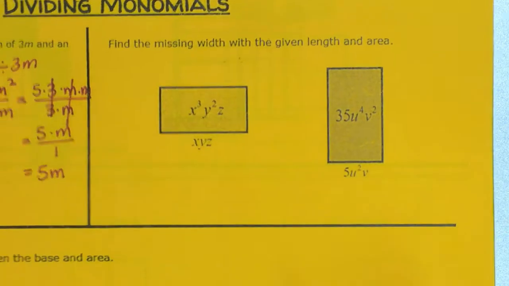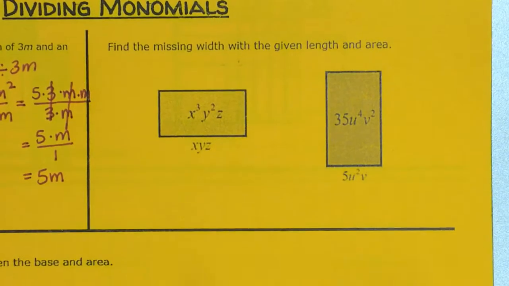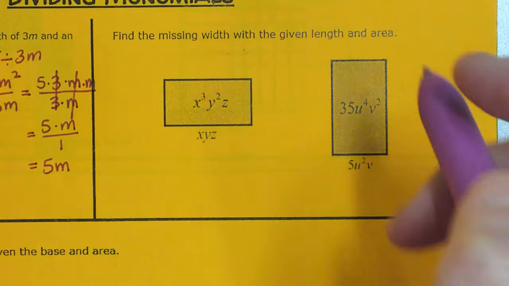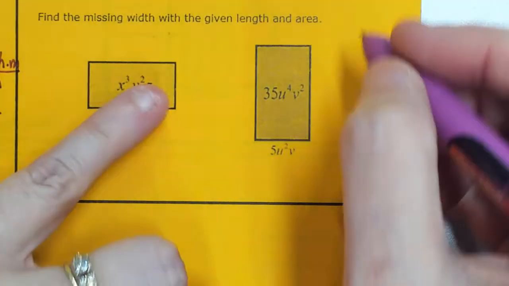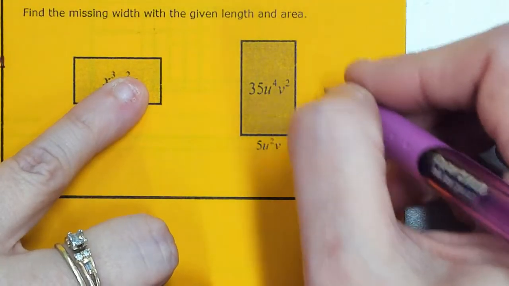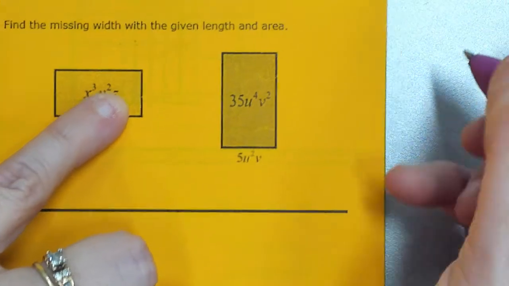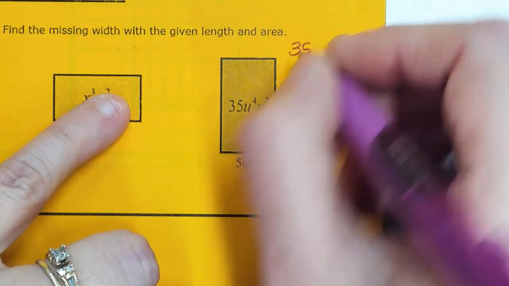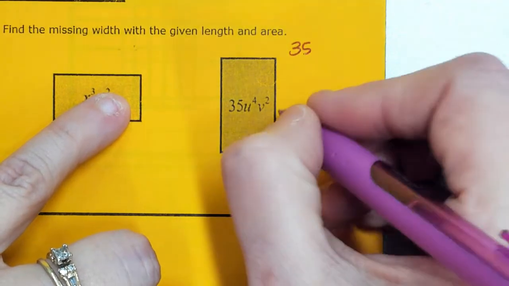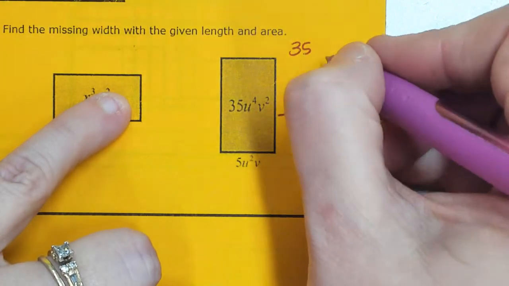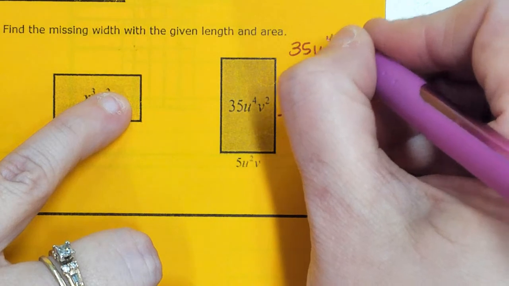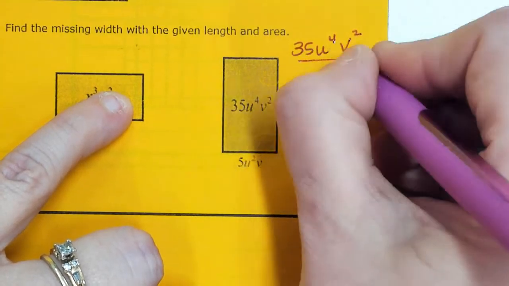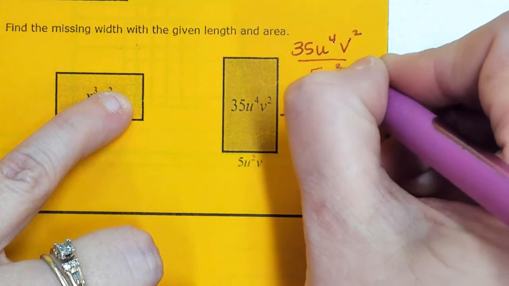I'm going to do one, and then I'm going to let y'all try the next one. Okay. So for our first example, I start by writing it as a fraction operation. I have 35 because this is the area, and that's the side length, and I'm trying to find this missing side here. 35 u to the 4th v squared over 5 u squared v.